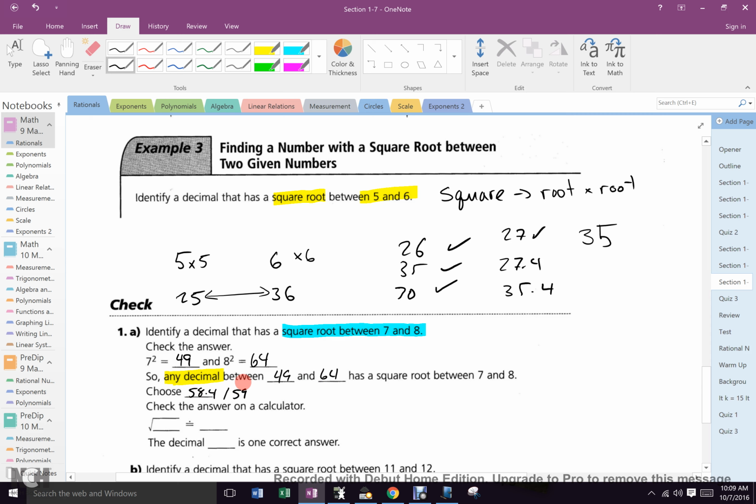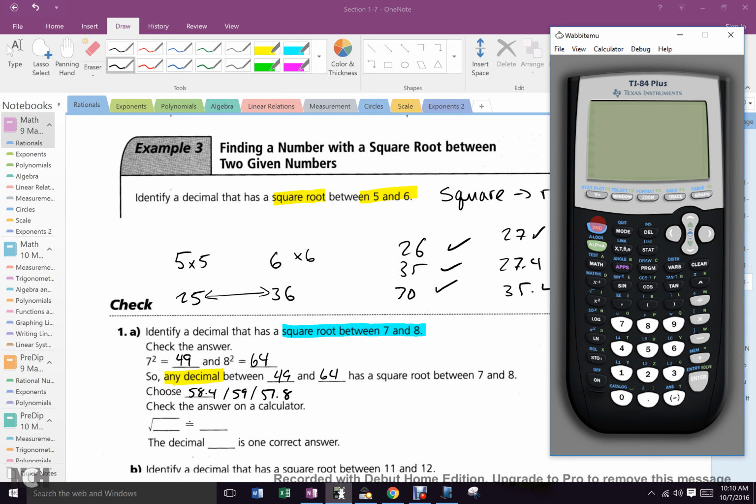Because it's 59.0, yeah? Somebody give me one more. 58.4. I said one more. Kian. 51.8. So there's 3 answers, right? How many possible answers are there? Infinite. So I go to my calculator just to prove it.